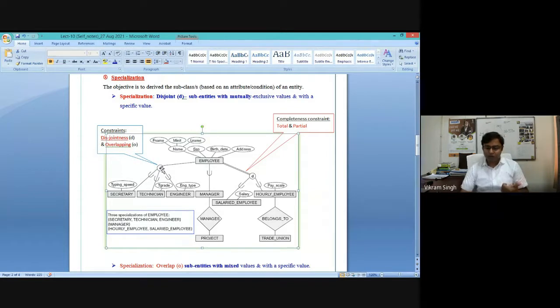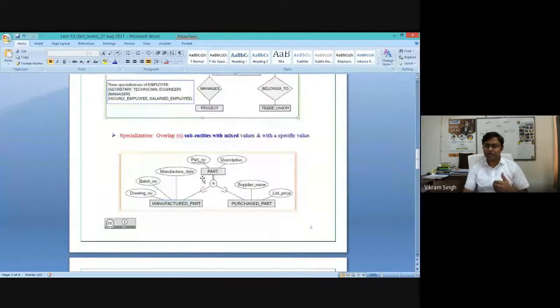If there is an employee who is working as secretary and technician, both designations, then you should place here an O, overlapping, right? So overlapping means between these two sub entities there is at least one individual employee who is working as a secretary and a technician, something like that, right? So this is the simplistic explanation. Now let's see the possible effect of placing overlap in the second example.